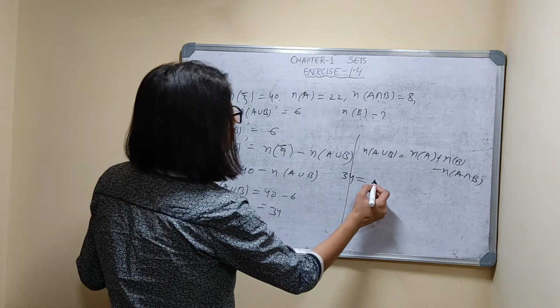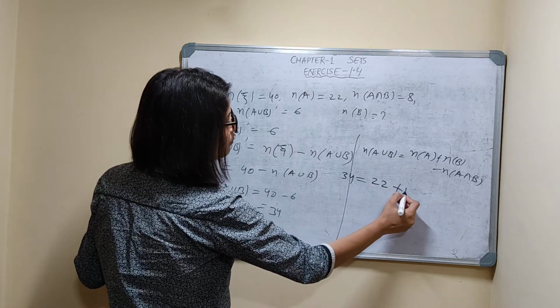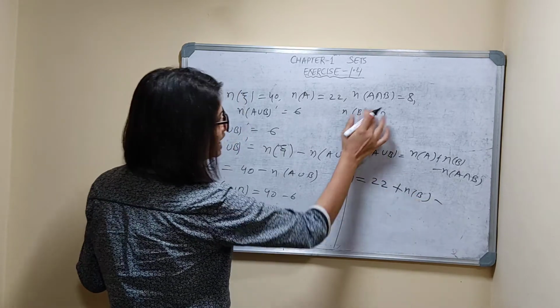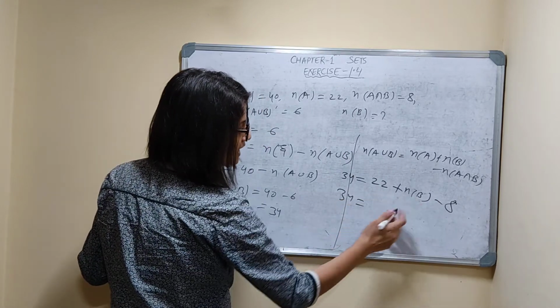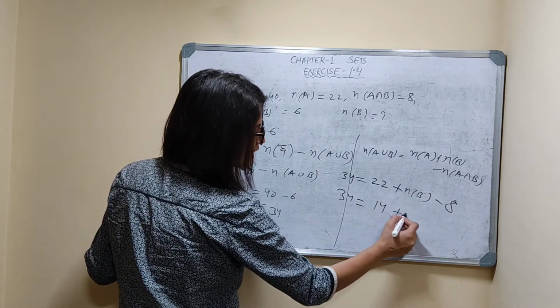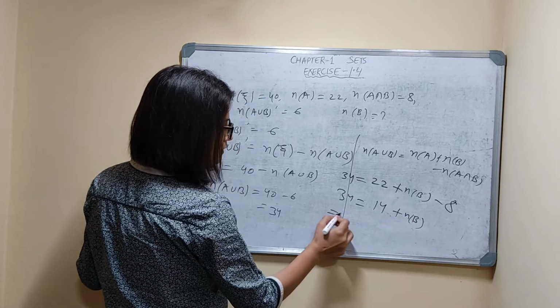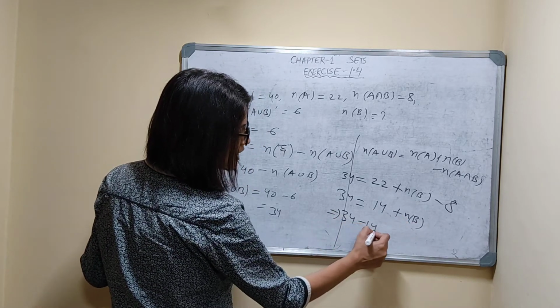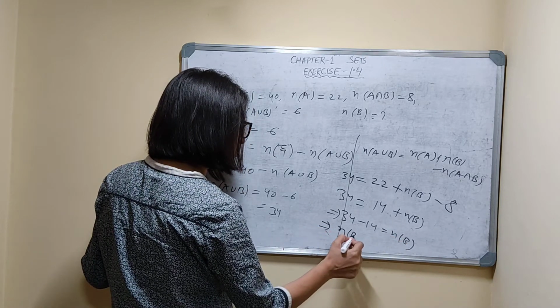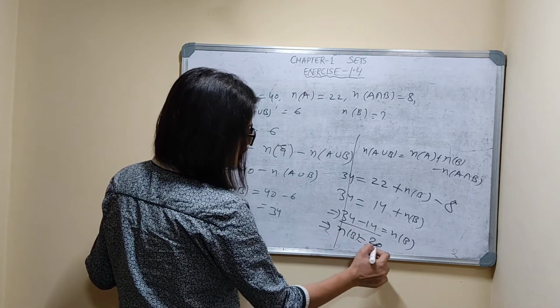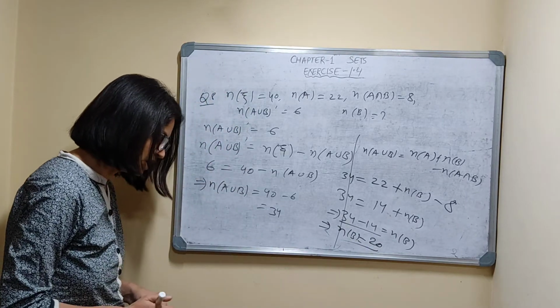34 is equal to n of A, which is given as 22, plus n of B, we have to find, minus n of A intersection B, that is what? 8. 34 is equal to 22 minus 8. I can say that is 14 plus n of B. So this 34 minus 14 is equal to n of B. That is what? N of B is equal to how much? 34 minus 14 is equal to 20. So answer is what? 20.